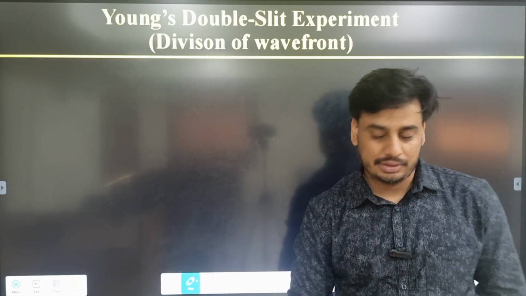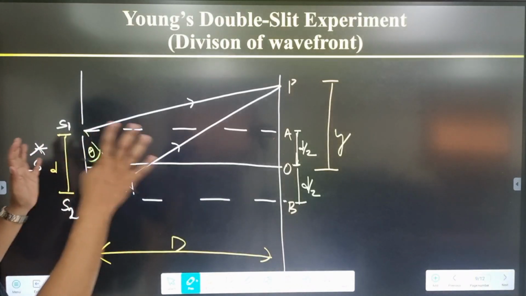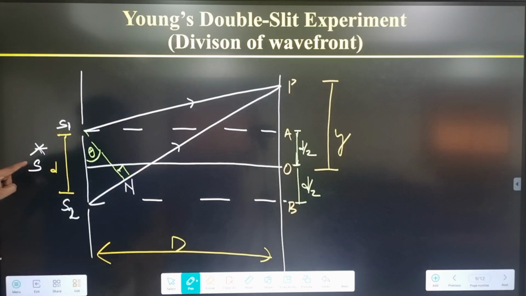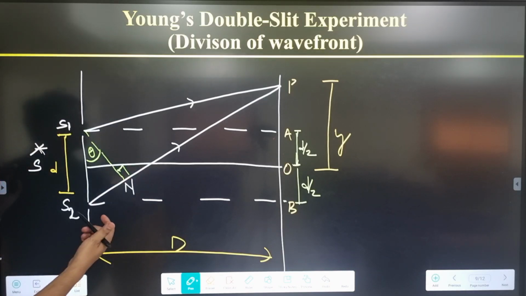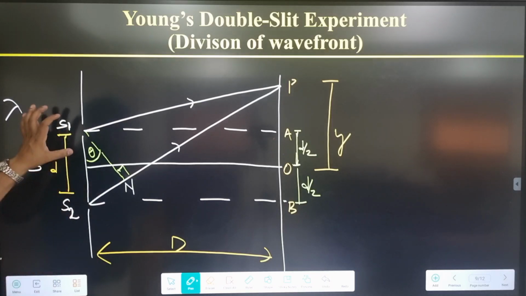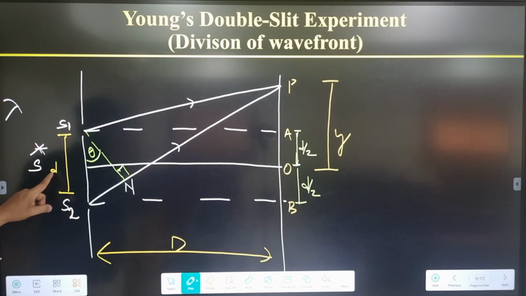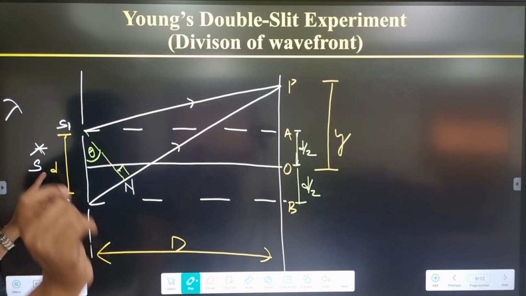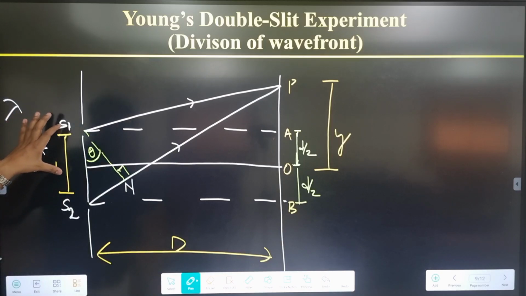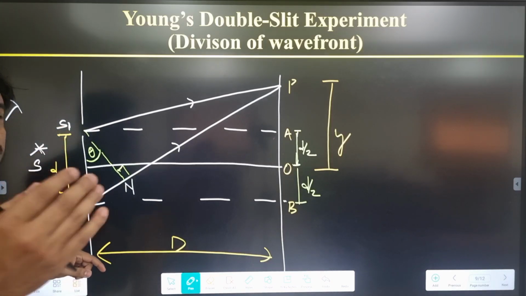Let's start this one. So here you can see this is the construction where we consider a source S which emits light of wavelength lambda, and we put two slits S1 and S2 which are at a distance small d apart. So remember, small d is the distance of separation between S1 and S2, which are the two slits which appear to be virtual sources.